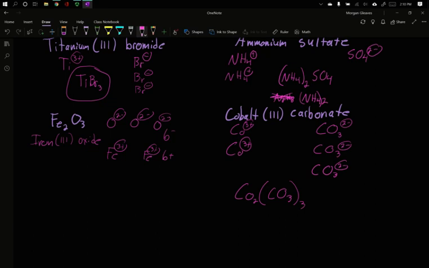Important here, and why I focus on this one, watch those capitals and those lower cases. Cobalt is capital C lowercase o, and carbonate is capital C capital O with 3 oxygens. So cobalt carbonate has a lot of C's and O's and numbers, but it's important which ones are which size to help you differentiate them.